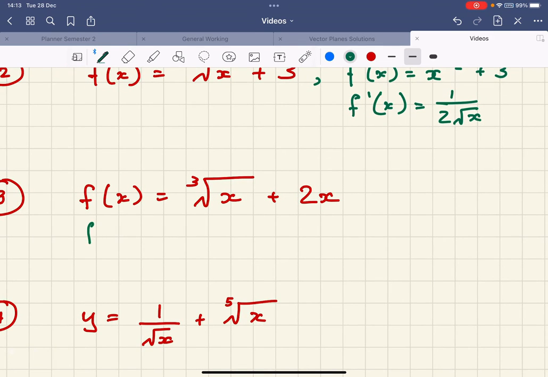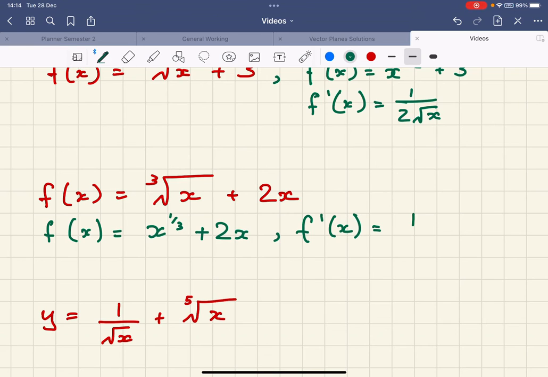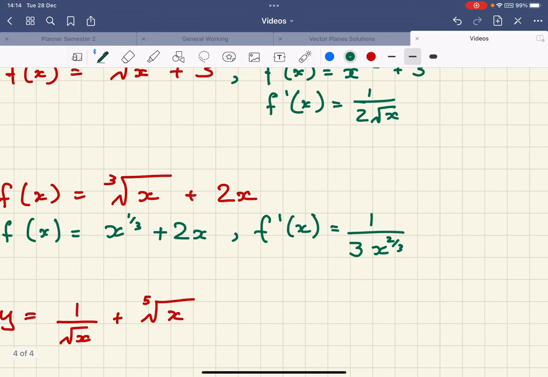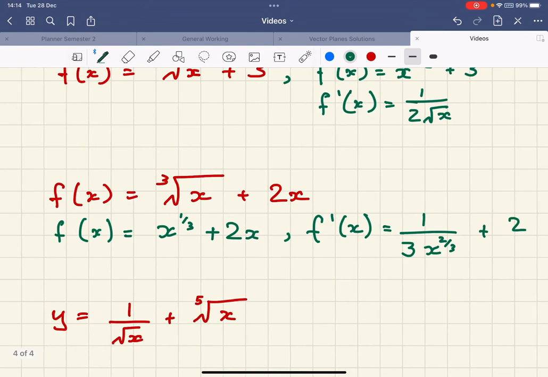Okay, let's rewrite this f(x) here as x. This is the cube root, so that becomes x to the power of a third plus 2x, and then f dash x. We're going to have that as 1/3. And I know that when I take a third, take away 1 gives me negative 2/3, which means that it can be written as 1 over x to the 2/3. The 2x here simply becomes plus 2.